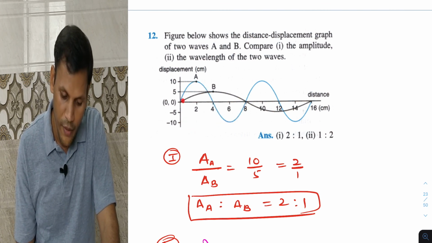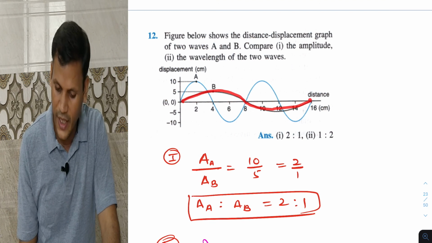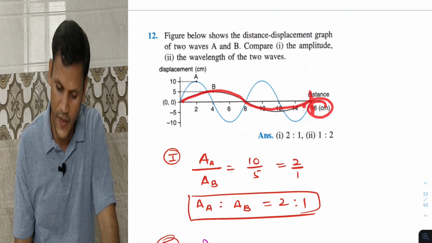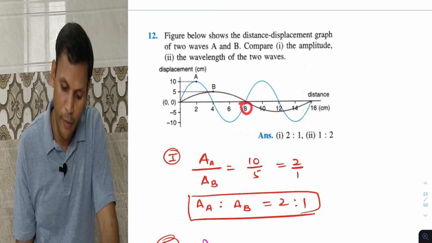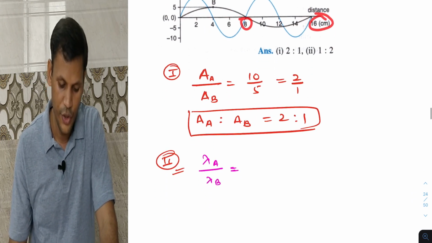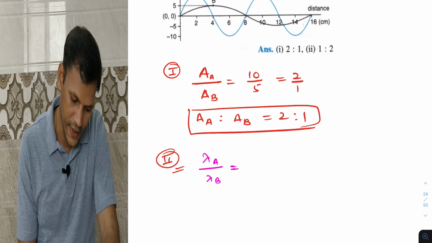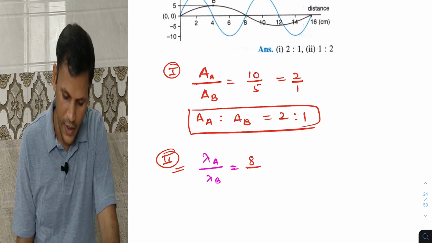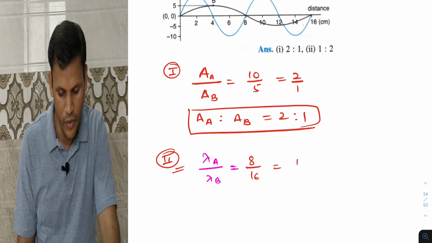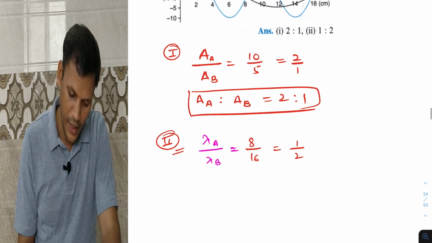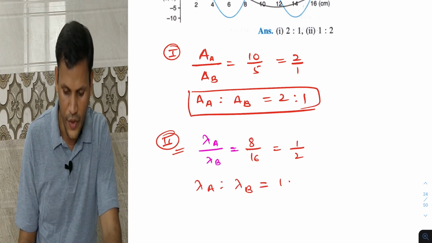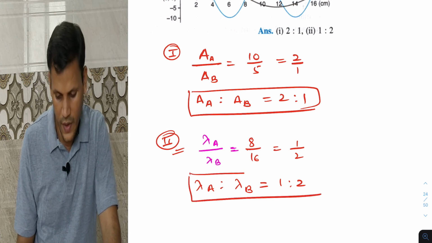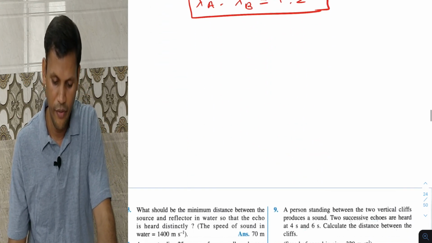And about B, B का एक wave, one crest and one trough, यहाँ पे complete होता है. तो 16. ये 16 है और ये 8 है. तो A का 8 by 16. So we'll get 8 by 16. 8 by 16 is 1 by 2. So lambda A is to lambda B is equals to 1:2. This is the ratio of their wavelengths.